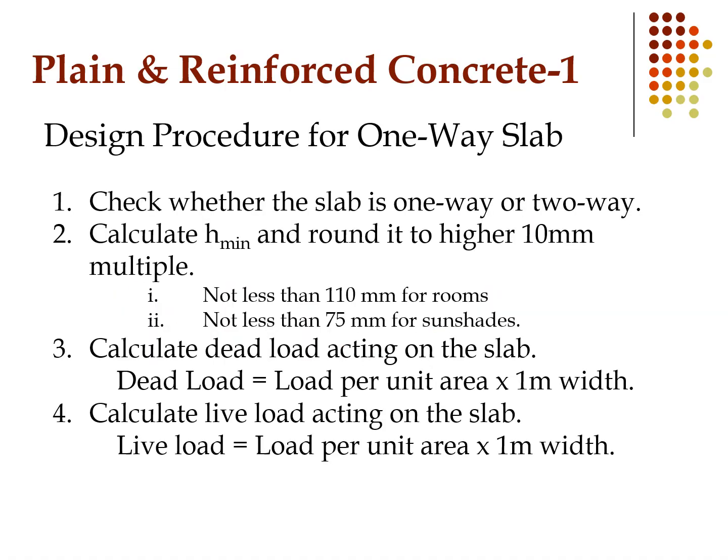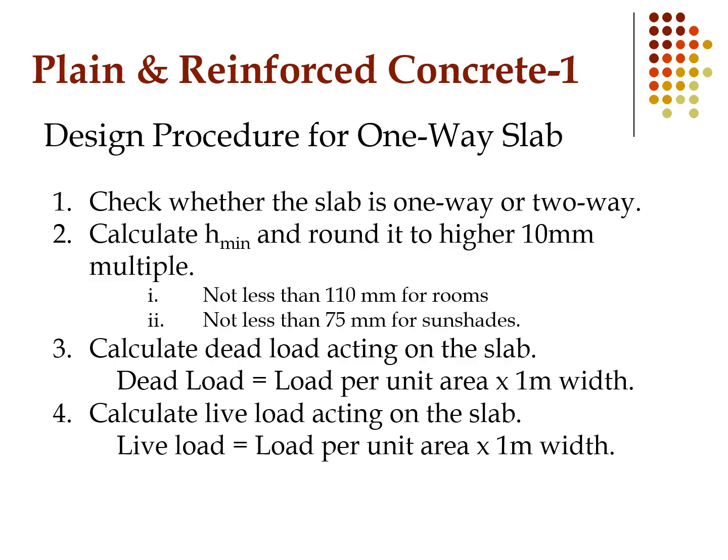Now these are the steps which we follow in order to design the one-way slab. First of all, check whether our slab is one-way or two-way. If it is one-way, it needs to be designed as one-way. If it is two-way, then it needs to be designed as two-way. Secondly, we need to calculate H minimum, which is the thickness of the slab. Normally not less than 110 millimeter for rooms and not less than 75 millimeter for sunshade. Afterwards, we calculate the dead load acting on the slab, which is load per unit area multiplied by 1 meter width.